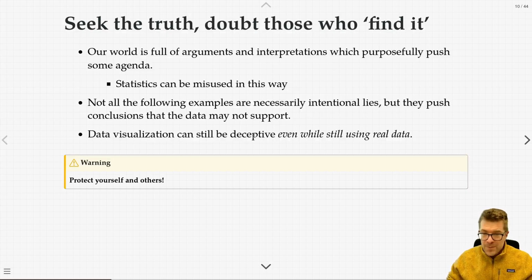But sometimes you can have a real set of data. Even the pre-processing is done correctly, outliers are removed, all those steps are done correctly, but just the visualization step pushes an agenda and pushes a particular interpretation on the viewer in a way that itself is still deceptive. So this is all about protecting yourself and then also helping others protect themselves as well. I view this as not just a little cute area of data science or human-computer interaction. This is a fundamental aspect of what it means to be a human in the 21st century.